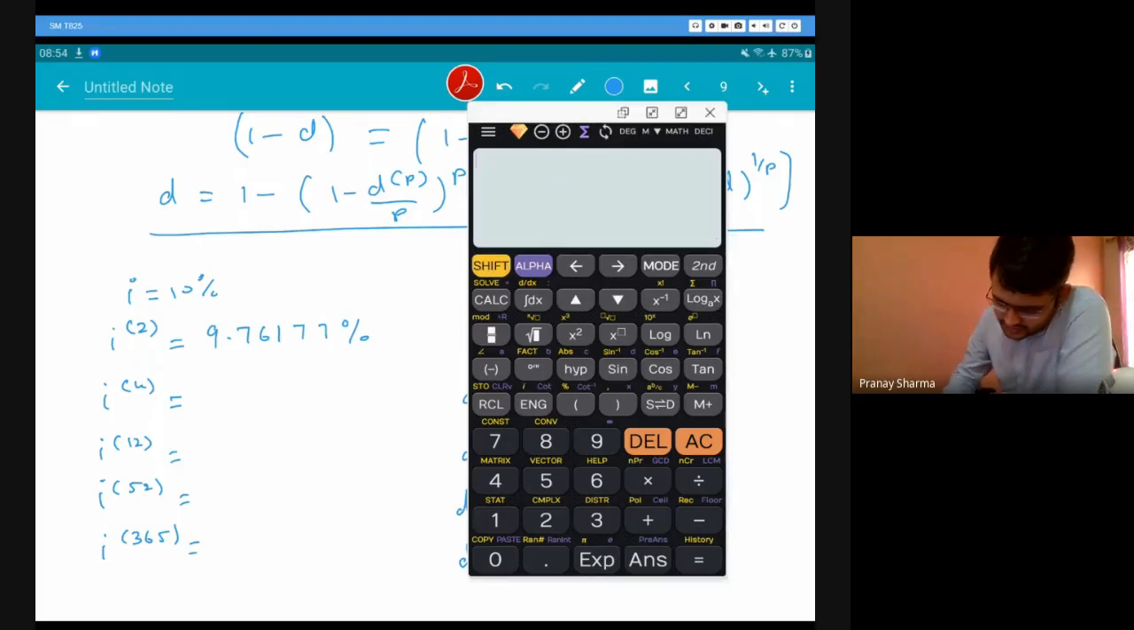Then next we'll have 4 into 1.1 raised to 1 divided by 4 minus 1.